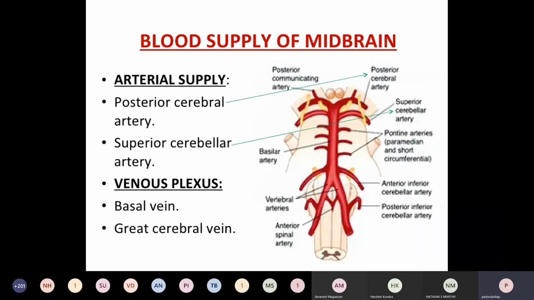So coming to the blood supply of the midbrain, it is supplied by the posterior cerebral artery, which is again a branch from the basilar artery. Then it is supplied by the superior cerebellar artery. So these are the two arteries supplying the midbrain. The venous drainage drains into the basal vein and great cerebral vein. The names of the veins you will get familiar with when you study the blood supply of the brain.